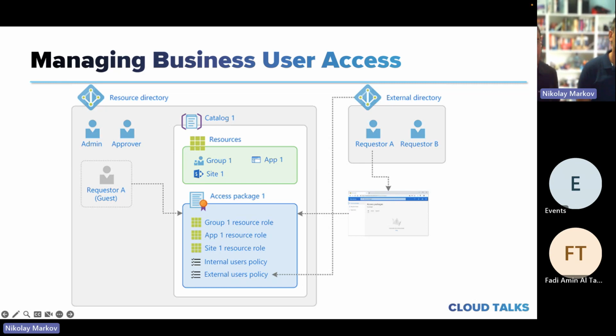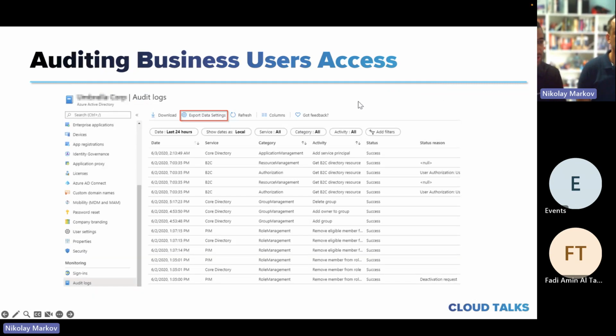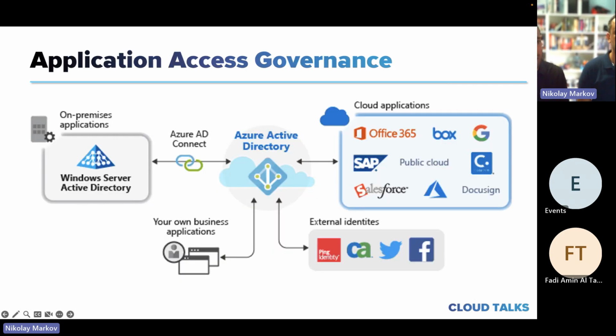So what else in that section? I think we covered pretty much all of it. Auditing business user access, there is not much difference in the methods that you can use. I think we already discussed this part. And application access governance, I think Panchev can share more about it. Yeah, I think we've touched on it previously with the app governance feature that we have.